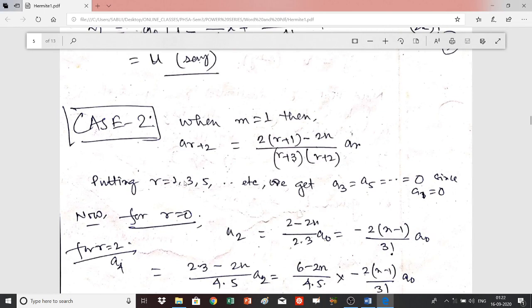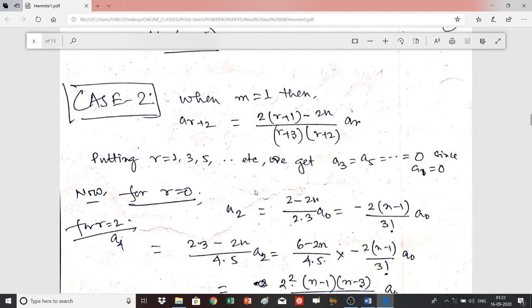Now putting r equal to 1, 3, 5, etc., as it was done in the first case for m equal to 0, as you saw, a3, a5, etc. are 0. So in this case also all odd terms of a will vanish. So just use r equal to 0 or even terms. If you use r equal to 0, then a2 from this relation is 2 into (1 minus n) by 2 from here and 3 from here into a0, that is equal to minus 2 into (n minus 1) by 3 factorial into a0.